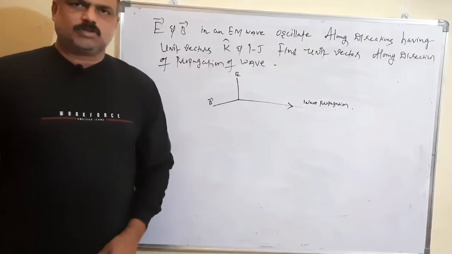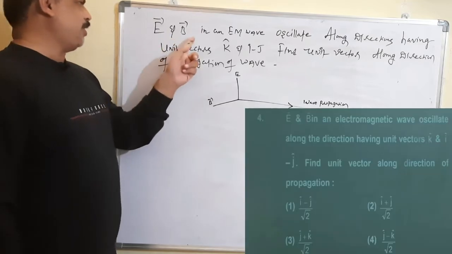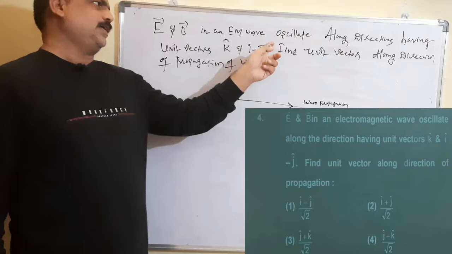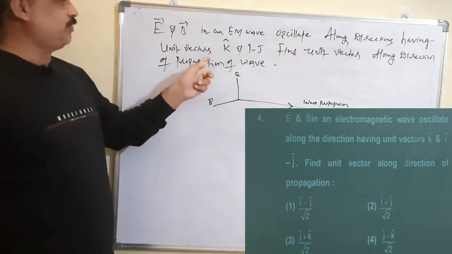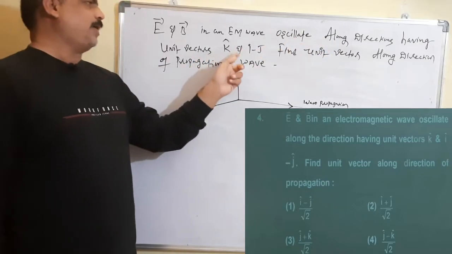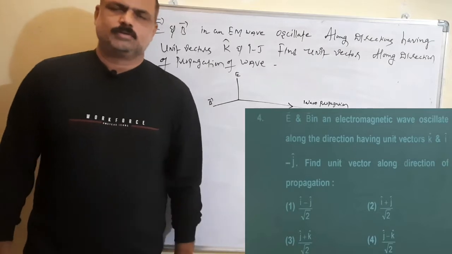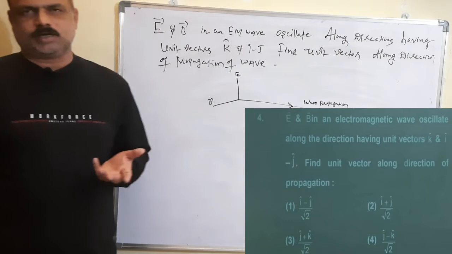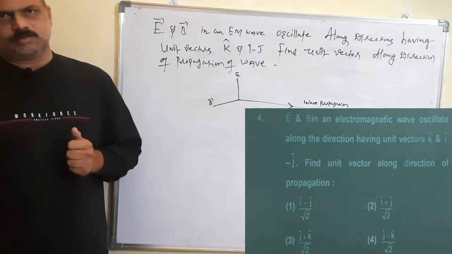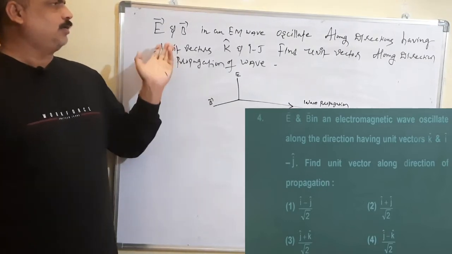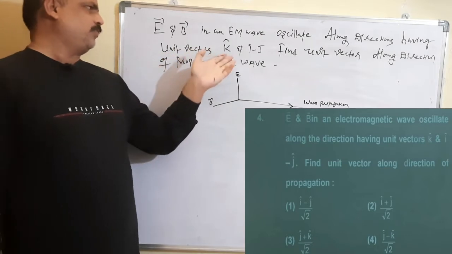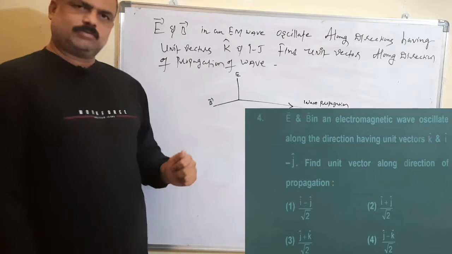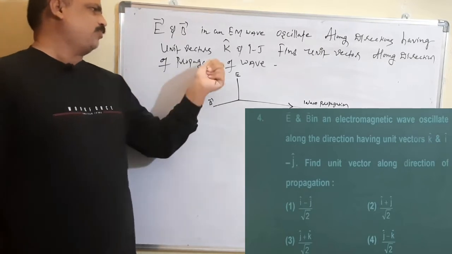Let us discuss another question. E bar and B bar in an electromagnetic wave oscillate along directions having unit vectors k cap and i minus j. In an electromagnetic wave, we know that there is an electric field vector and a magnetic field vector. They oscillate along the directions of unit vectors k cap and i minus j. Find the unit vector along the direction of propagation of the wave.